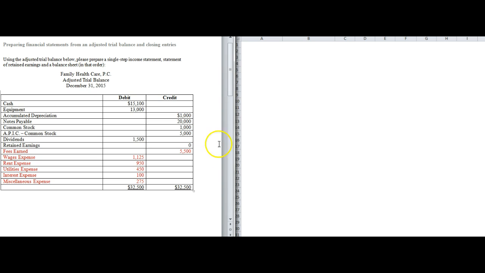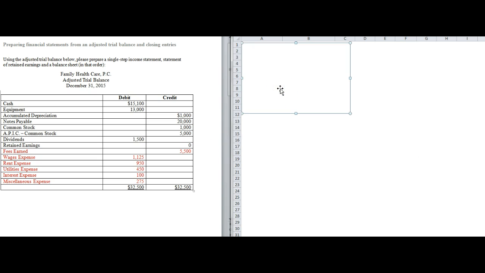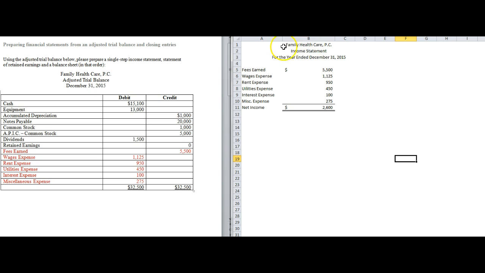So first, let's create our income statement. We put the name of the company at the top, the title of the statement, the date, and then it's revenue minus expenses. If you wanted to, you could set the expenses over here in a separate column and total them up and come up with 2,900 and subtract that from 5,500. Doesn't matter. This is a single step income statement, which just means we don't strike a subtotal for cost of goods sold and gross profit and things like that. So revenue minus expenses gives us net income of $2,600.